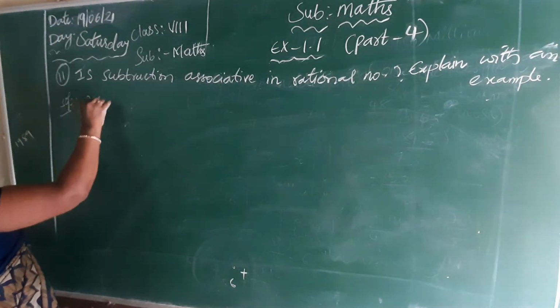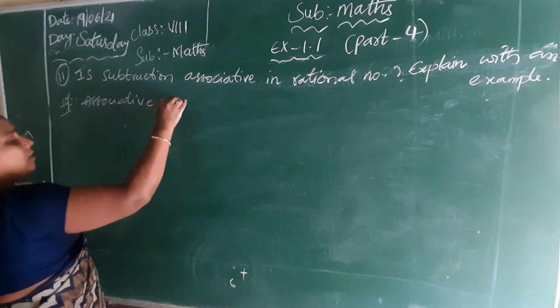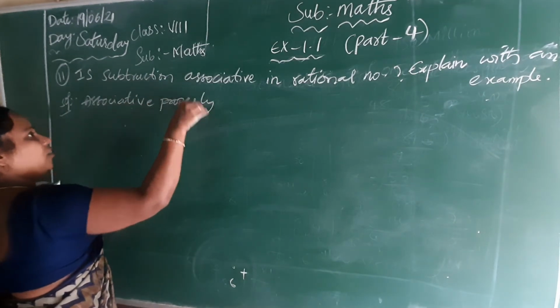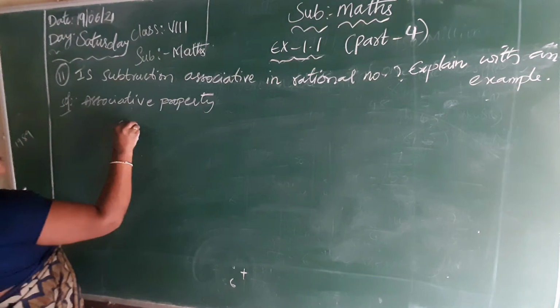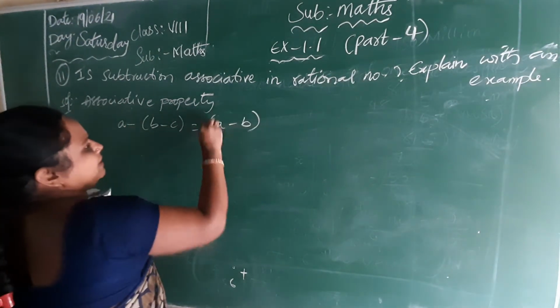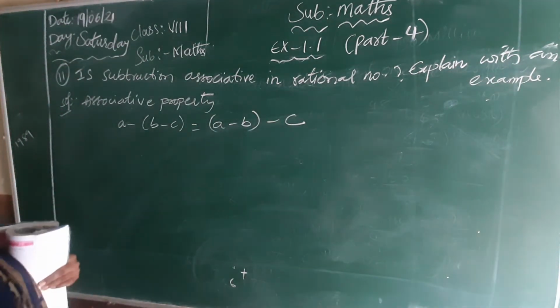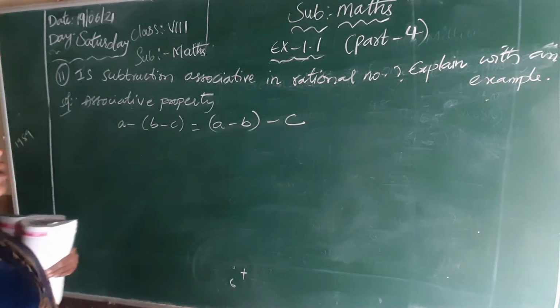So associative, first we need to know the associative property. What is associative property? Associative property involves three symbols. A minus of B minus C is equal to A minus B minus C. This is the associative property. We have to take our own example.